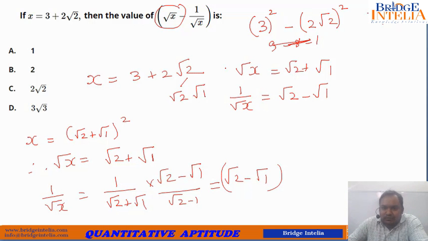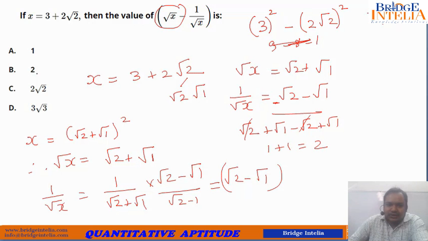So we have been asked to calculate this minus this. So let's subtract. So (root 2 plus root 1) minus (root 2 minus root 1). So this cancels out. So 1 plus 1, answer is 2. So this is the correct answer. So now let's move to the next one.